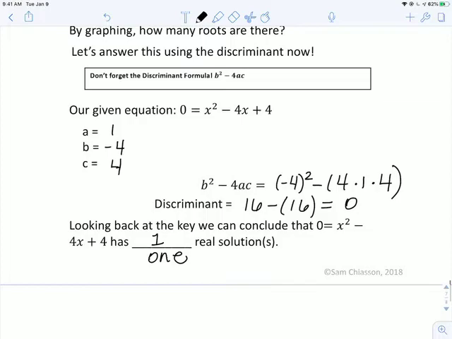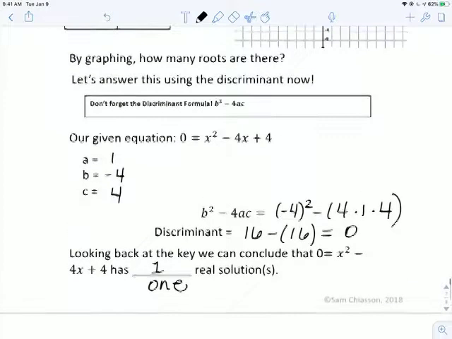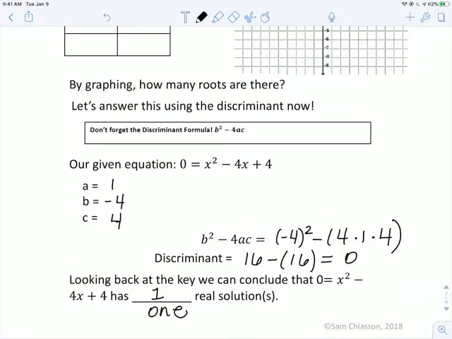All right, so that concludes our review of solving quadratic equations and also using the discriminant to identify the number of solutions that your quadratic has.